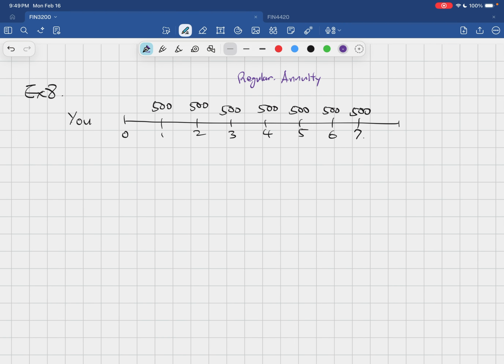So we have a constantly occurring amount of $500. So the amount doesn't grow. It occurs every year, and it ends in 7 years. Okay. So it's an annuity. Okay. So this is for you, and your friend has another security that looks a little bit different.